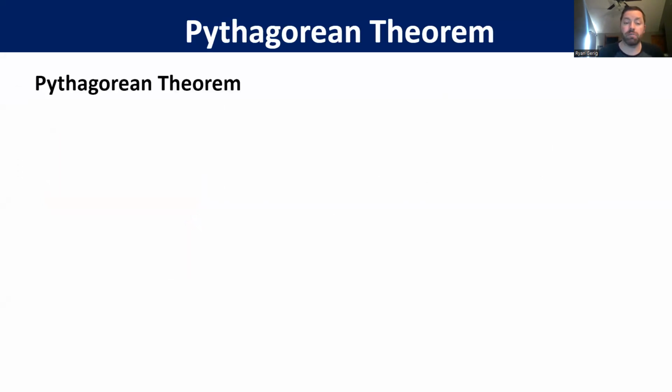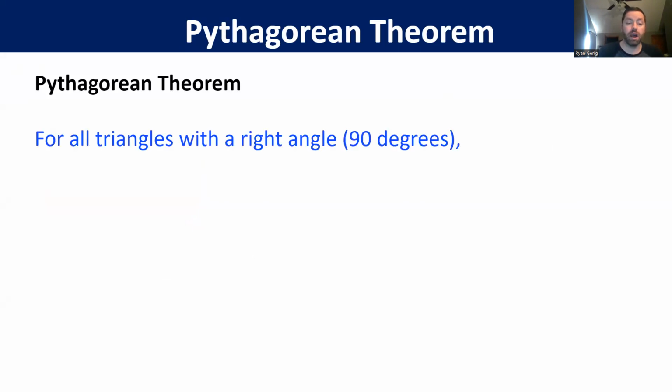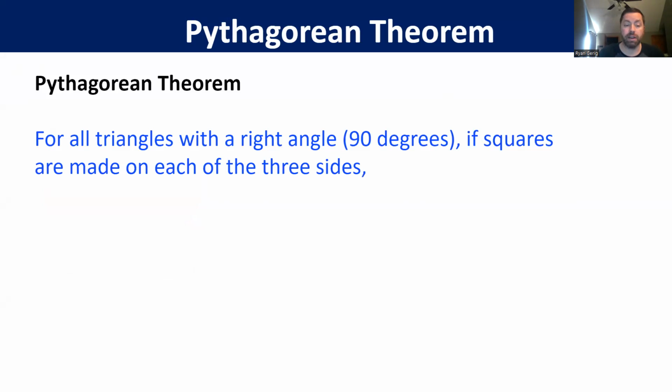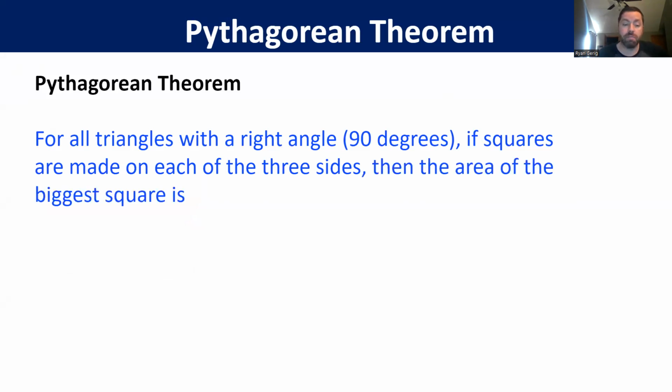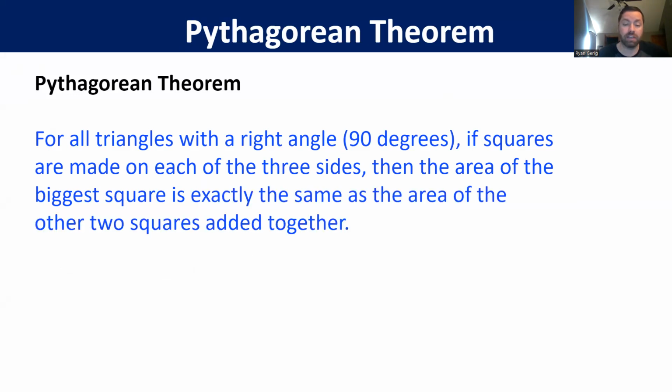So the Pythagorean theorem you've probably seen before. It is for all triangles with a right angle. If the squares are made on each of the three sides, the area of the biggest square is exactly the same as the area of the other two squares added together. Now, we can write it as an equation. A squared plus B squared equals C squared.